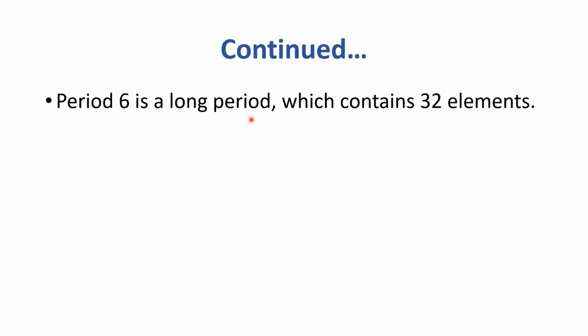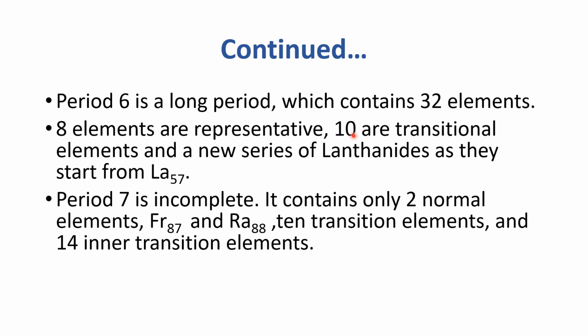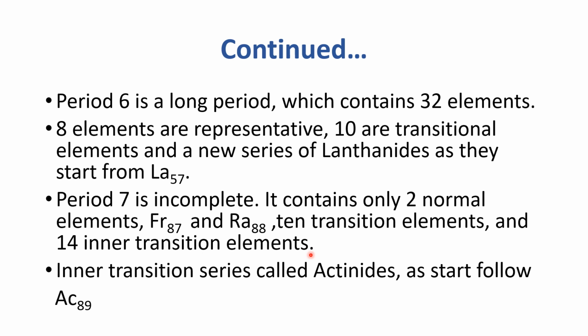Next we have period 6, which is a long period. It contains 32 elements. 8 elements are representative, 10 are transition elements, while a new series is added, that is lanthanides. Period 7 is incomplete. It has only 2 normal elements, 10 transition elements, while 14 are inner transition elements. This inner transition series we call actinides because it starts with actinium.